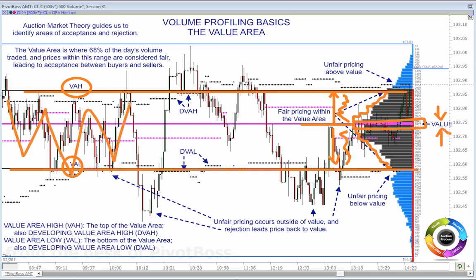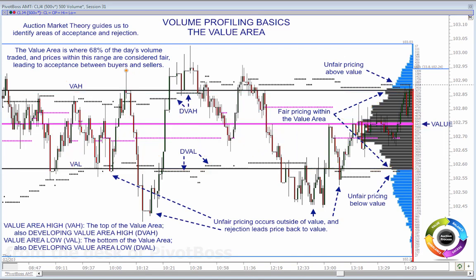And this is where 68% of the market traded. That's fair pricing. Fair pricing. This is acceptance between buyers and sellers. This is where agreeable pricing has been found for the market, and this is where the market likes to trade. So this offers fair facilitation of trade between buyers and sellers. The developing value high updates throughout the day, as does the developing value low.